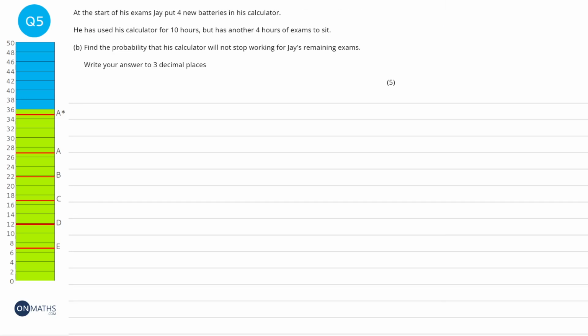So for this question, we're just going to start by focusing on one battery, and we're essentially finding the probability of L being greater than 14, but given that L is greater than 10. So we know that it's already lasted 10 hours. And we know for that we're going to work out the probability that L is greater than 14 and divide it by the probability that L has lasted for more than 10 hours.